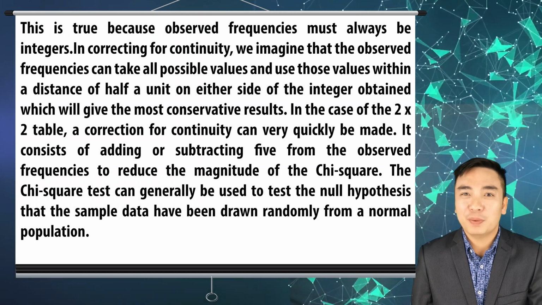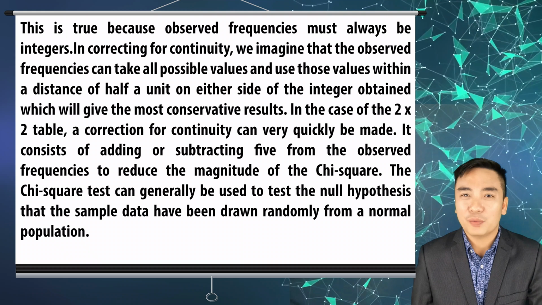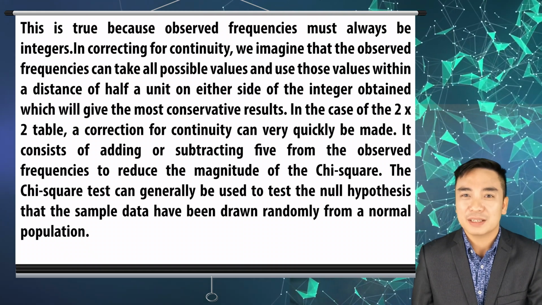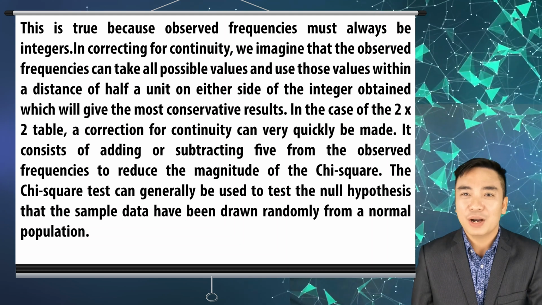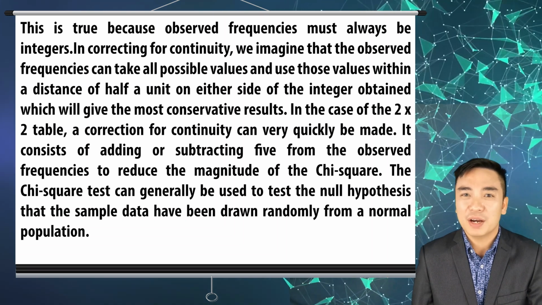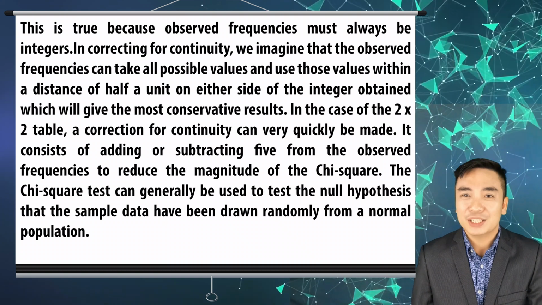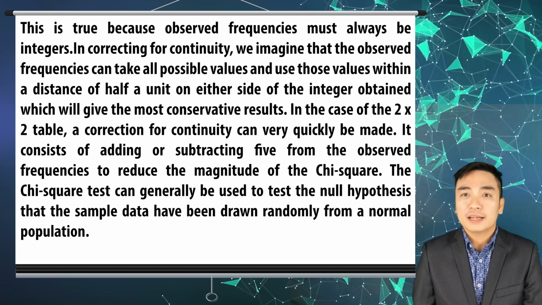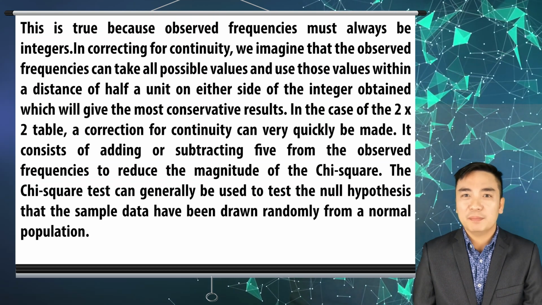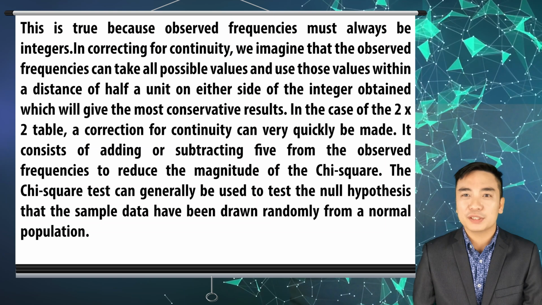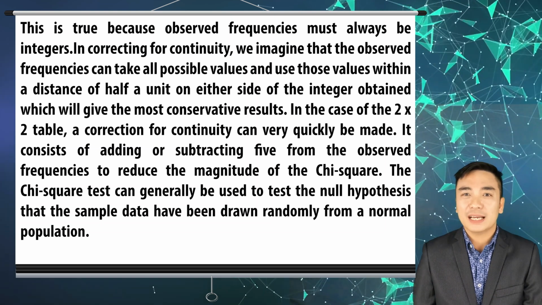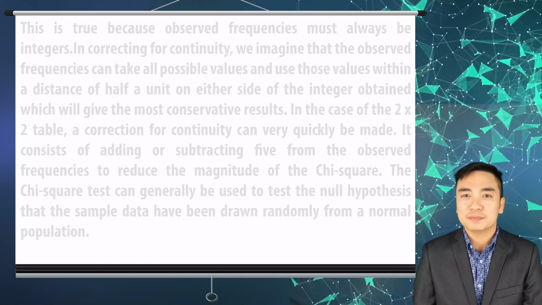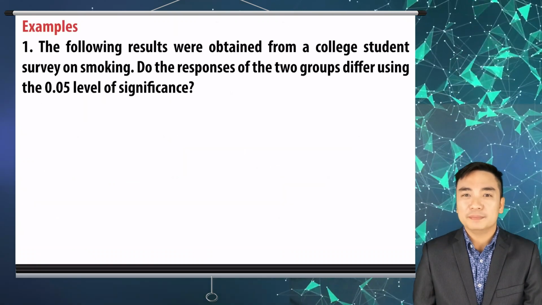In the case of a 2x2 table, a correction for continuity can very quickly be made. It consists of adding or subtracting .5 from the observed frequencies to reduce the magnitude of chi-square. The chi-square test can generally be used to test the null hypothesis that the sample data have been drawn randomly from a normal population. Example number 1.